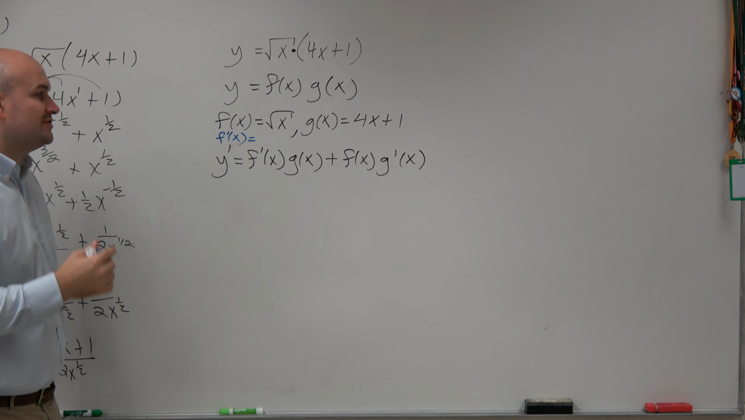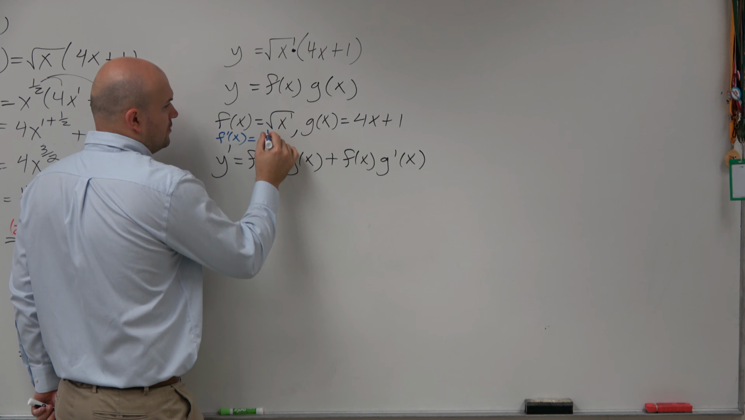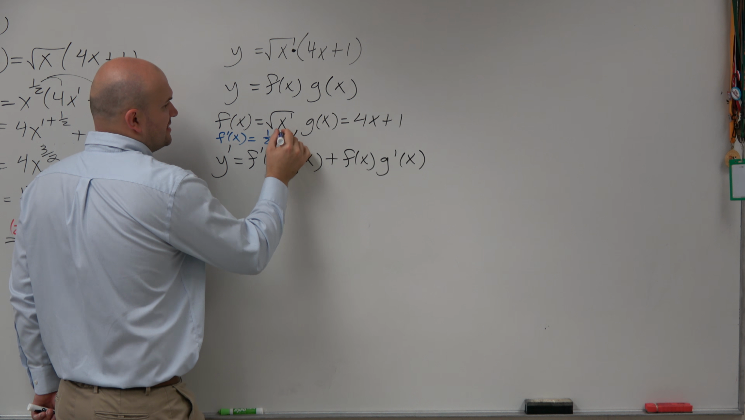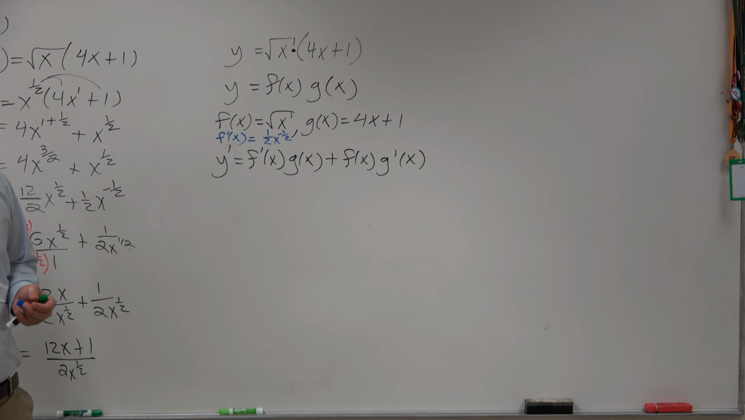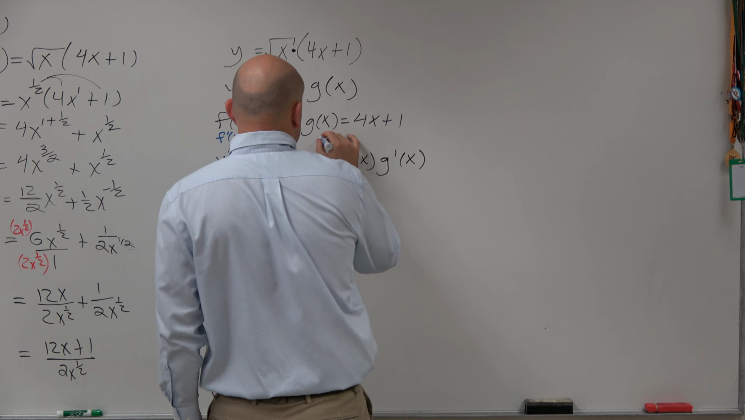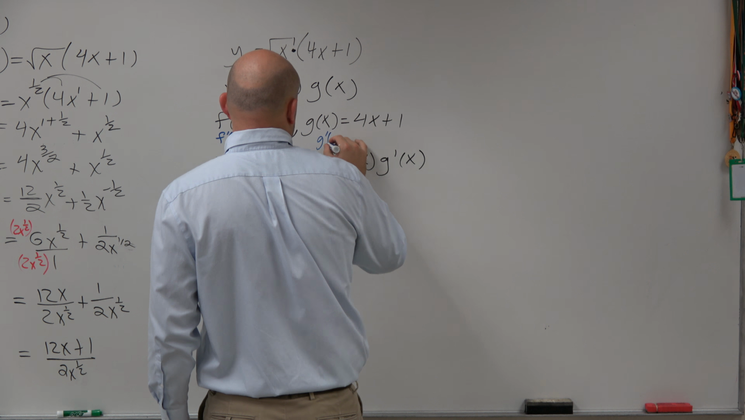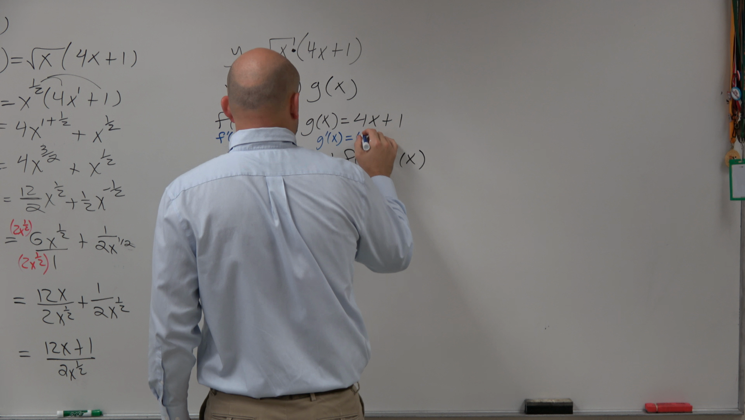Let's figure out what f prime of x is. f prime of x is going to be 1/2 times x to the negative 1/2. Would you guys agree? And g prime of x is just equal to 4.